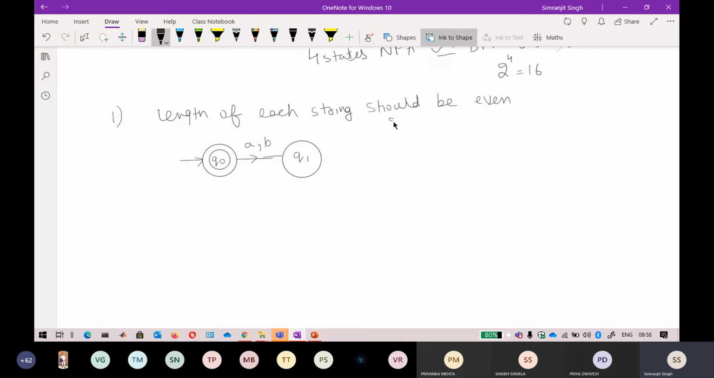Okay, so what were the strings here? Epsilon, ab, a. Some of you have drawn this automata, I think.